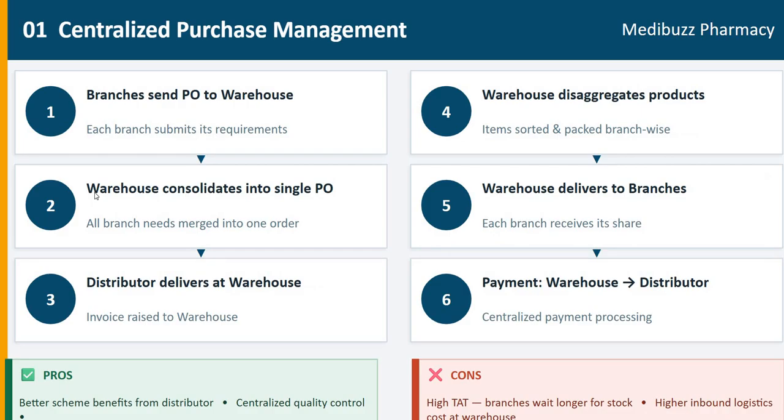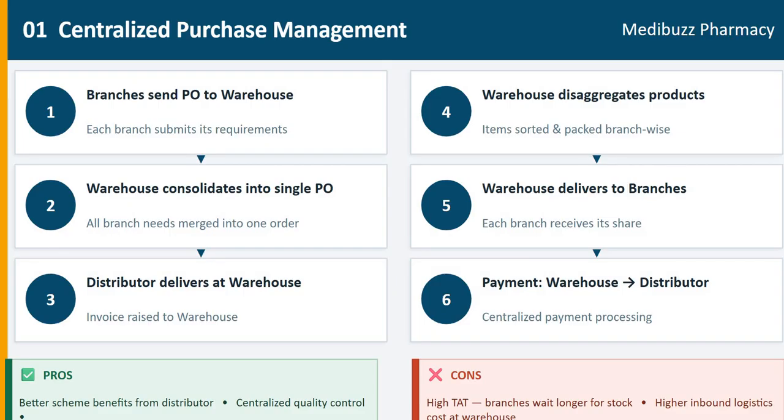First, we have centralized purchase management. What happens is the branch raises the PO to the warehouse, the warehouse consolidates all this requirement into one single PO, and sends this order to the distributor. The distributor delivers the products to the warehouse only, and the invoice is also entered into the warehouse only.